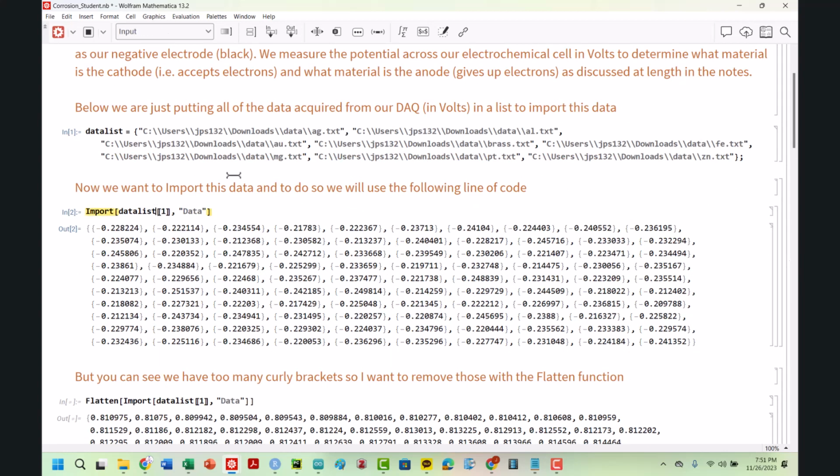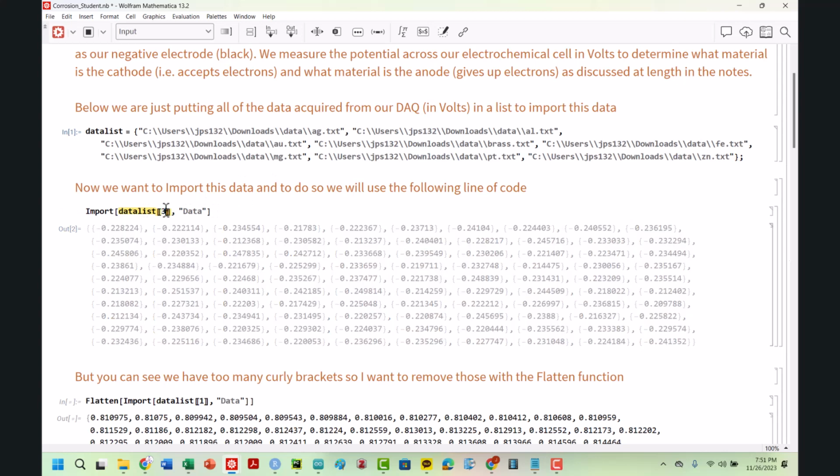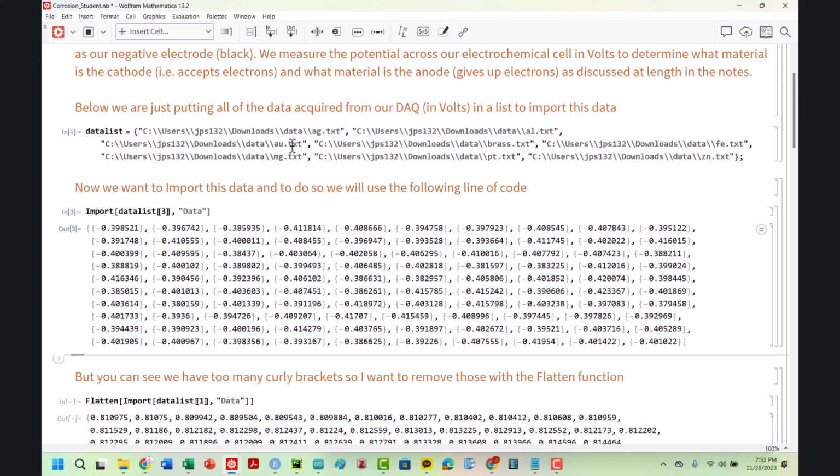So this is looking at our first data, which is silver, which makes sense. And actually if we look at the third one, those values should be negative because gold is also more electronegative, and so we see these negative values pop up here.